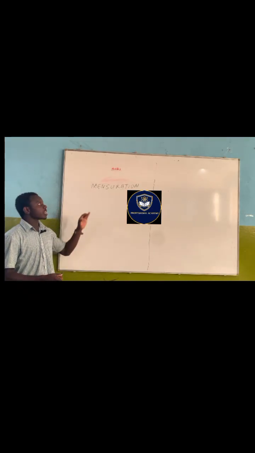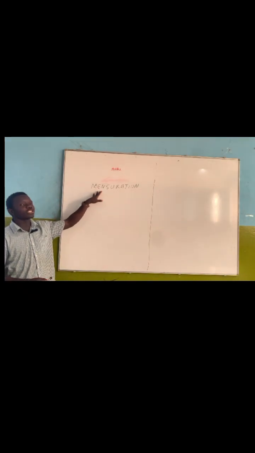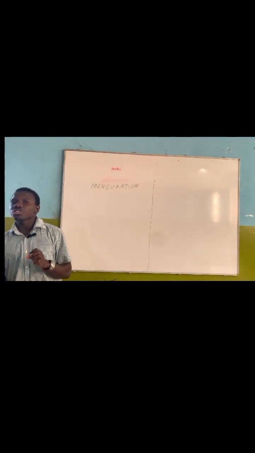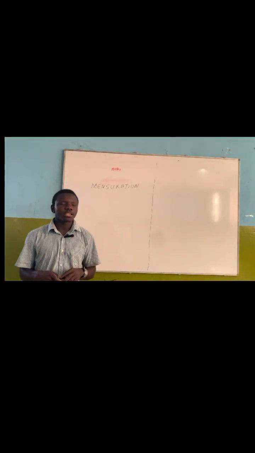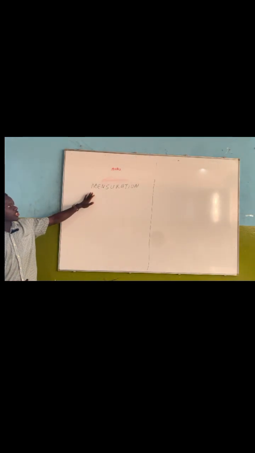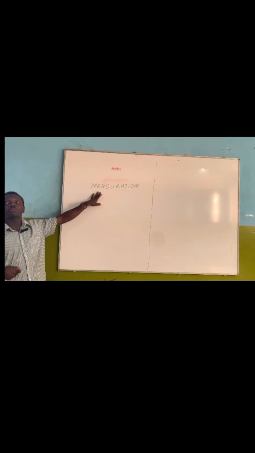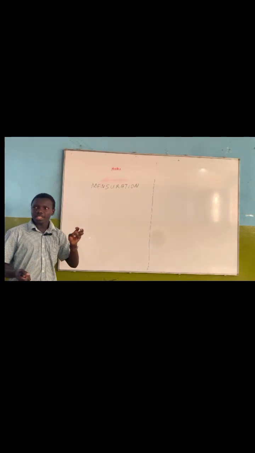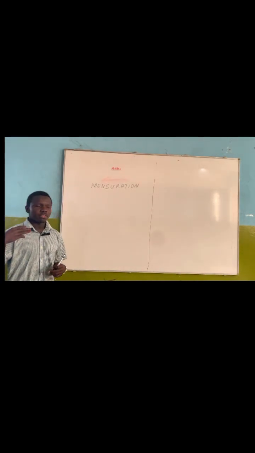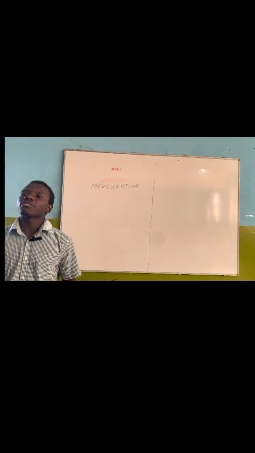First of all, if you are asked what is mensuration, it's a branch of math that deals with the study of the measurement of the perimeter, the area, and the volume of shapes. Let me repeat it again. Mensuration simply means a branch of mathematics that deals with the study of the perimeter, the area, and the volume of shapes. There are various types of mensuration.